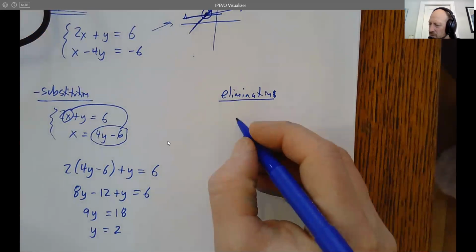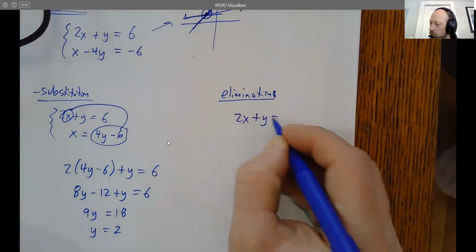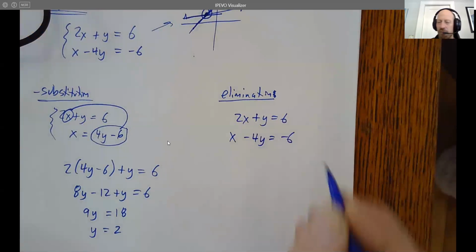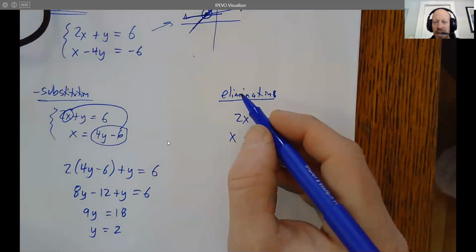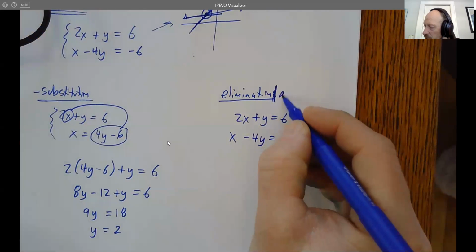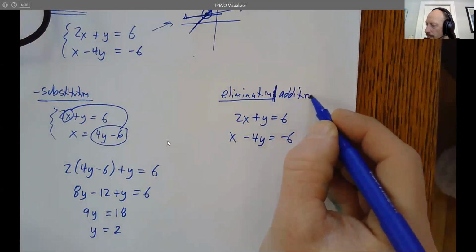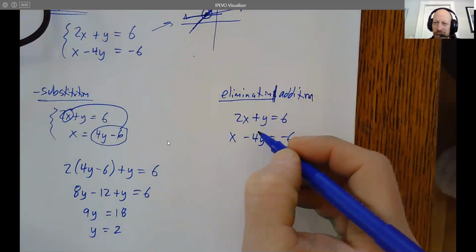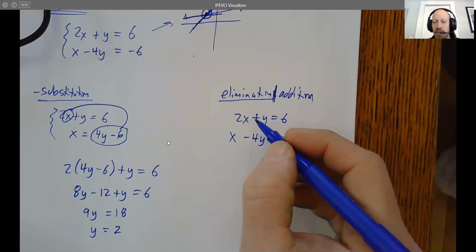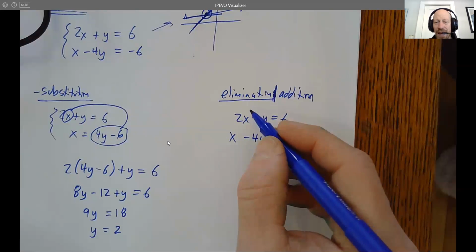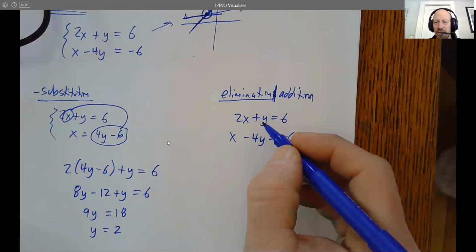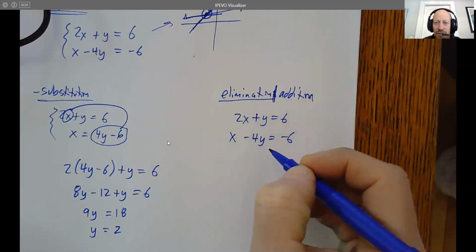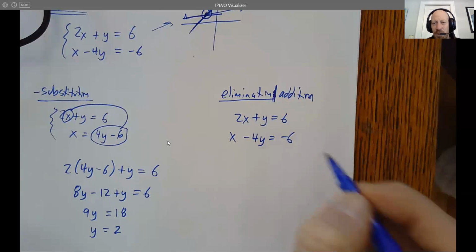Elimination is kind of the same idea. I want to get rid of one of the variables, but we're going about it in a different way. The way we do elimination, and it's also called the addition method, is I'm going to add these two equations together and make sure that one of the variables cancels. Right now, if I added them together, 2x and x would be 3x, y minus 4y would be minus 3y, and I wouldn't be any better off than where I started. I just have x's and y's again.